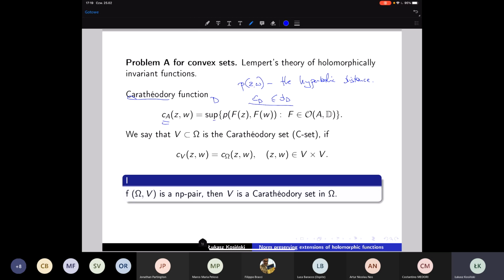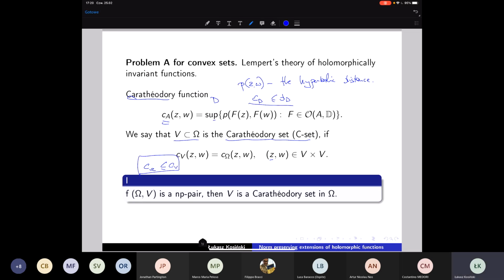And we shall say that an analytic set V is a C set if this invariant function on a smaller domain can be extended, that is, if C_V of z, w is equal to C_omega of z, w for all z and w lying in V. Note here that one inequality is always the case.